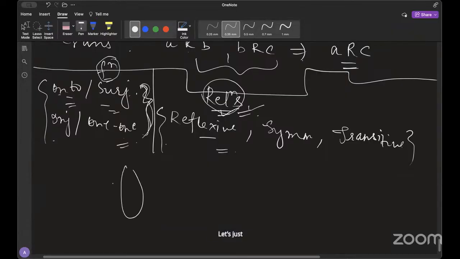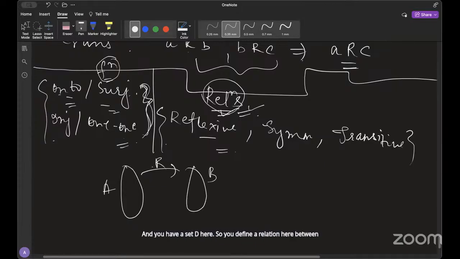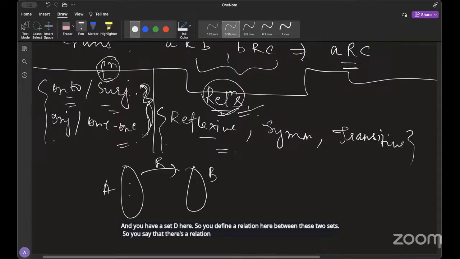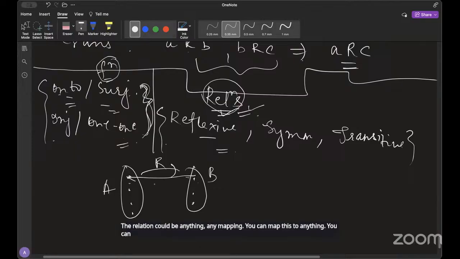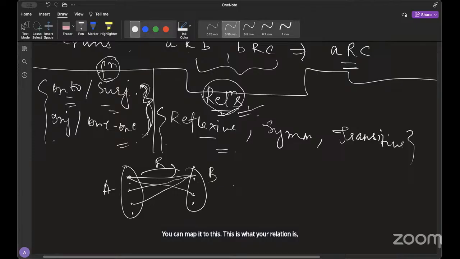let's just say you have a set A here and you have a set B here. So you define a relation here between these two sets. So you say that there's a relation from A to B. And let's say you have these elements here and these elements here. So relation could be anything, any mapping. You can map this to anything. You can map it to this, or this, or this. This is what your relation is, right? So any element from here, you can map to any other element here. That's a relation. And you don't have to make sure if every element here is mapped or not.